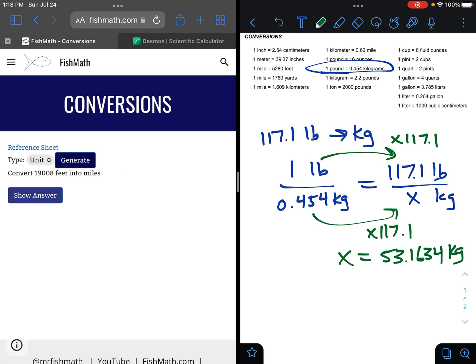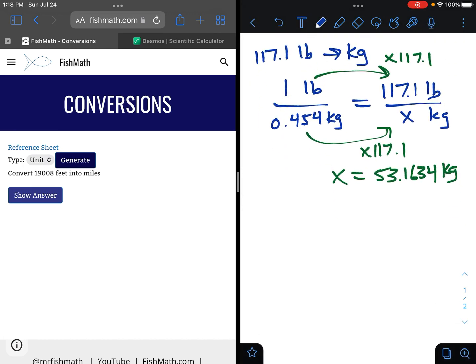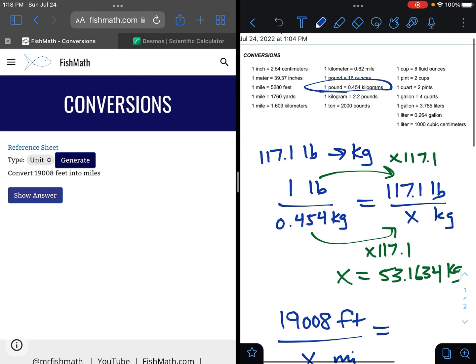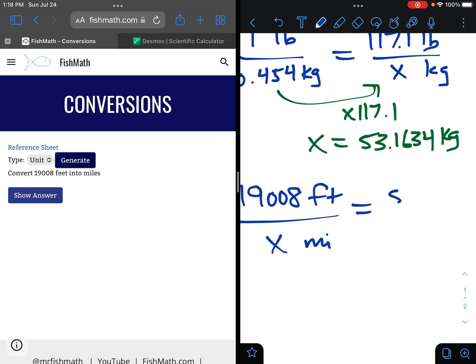If I hit generate here. So feet into miles, so very similar. Feet into miles. So I'm going to take this number of feet, and I don't know the number of miles, but I do know a relationship between feet and miles here. So a mile is always equal to 5,280 feet. So 5,280 feet in 1 mile.